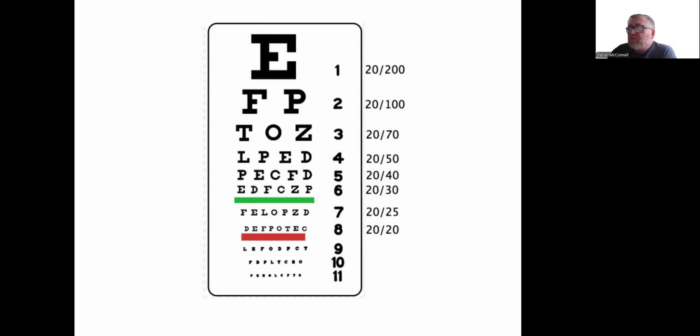If you have very poor vision, such as 20/200 vision, where you can only read the large letter E at the top, that means the level of detail that you can see at 20 feet is more similar to what the average person can see at 200 feet.